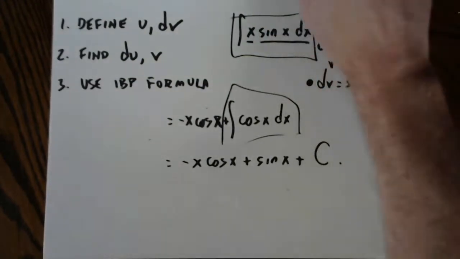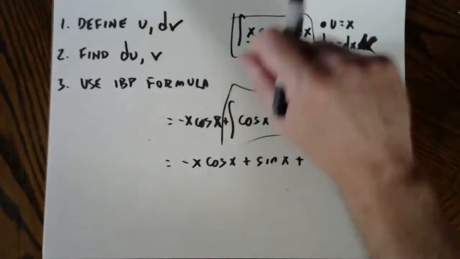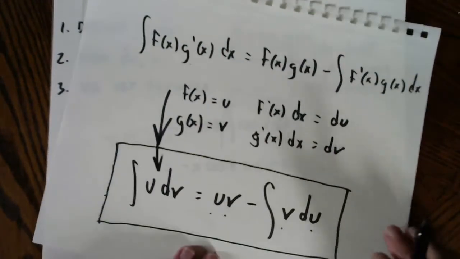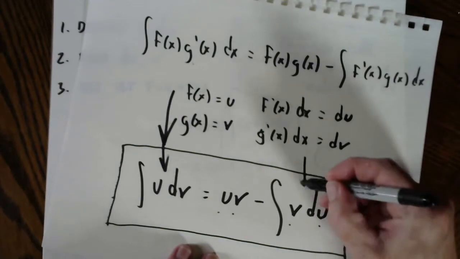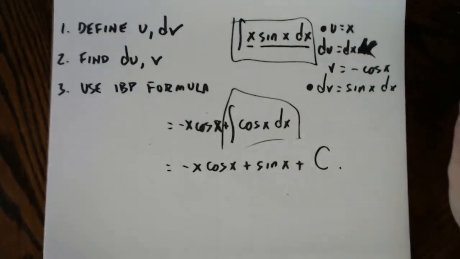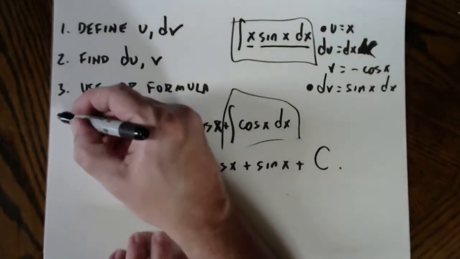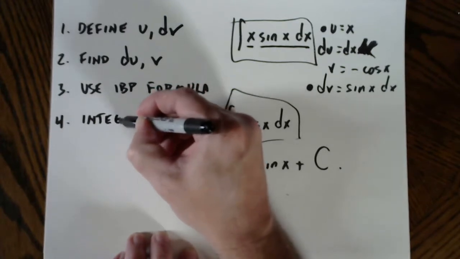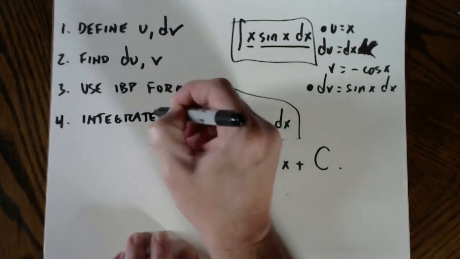So what I've done is make it into something I can work with. This is the original integral. I can't work with it. I use the formula. I'm down to this thing. That's cosine. It's a no-brainer, right? Perfect for me. So the last step is to integrate.